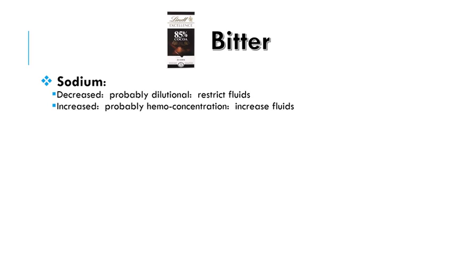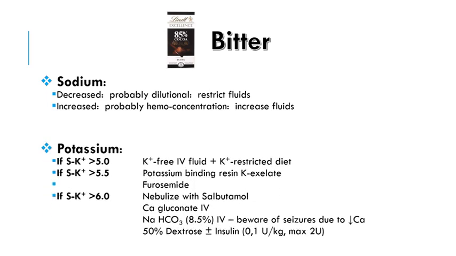When we look at bitter, the management will depend on which electrolyte we are looking at and whether it is high or low. So if we look at sodium, low sodium is probably dilutional, especially if your patient is overloaded, so we need to restrict the fluids. If it is increased, it's probably hemoconcentrated, so you need to give more fluids. If we look at potassium, depending on the actual value of the potassium, then there is different things that you will do. So for all your patients, make sure that you eliminate potassium from their diet. So if you're giving IV fluid, use potassium free.